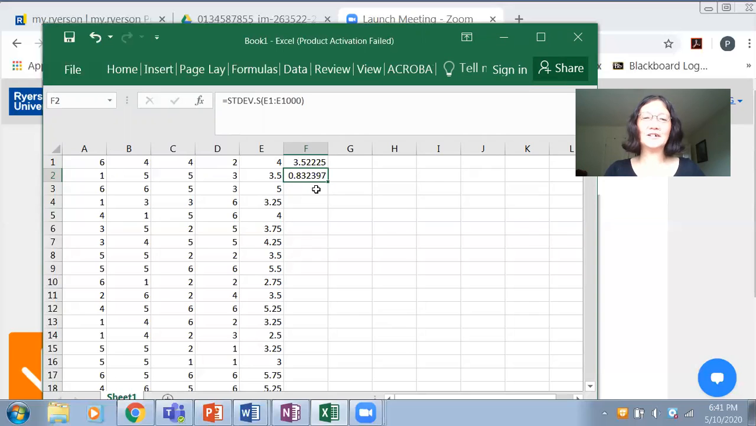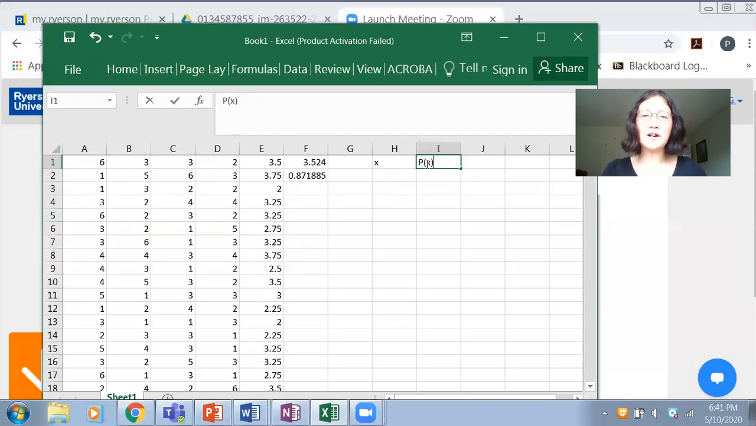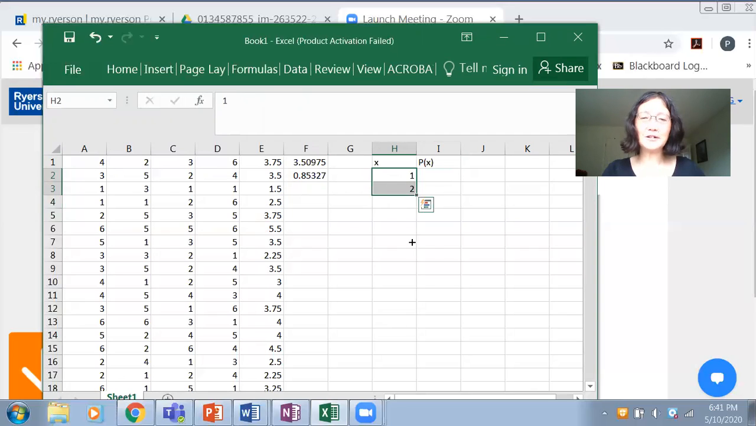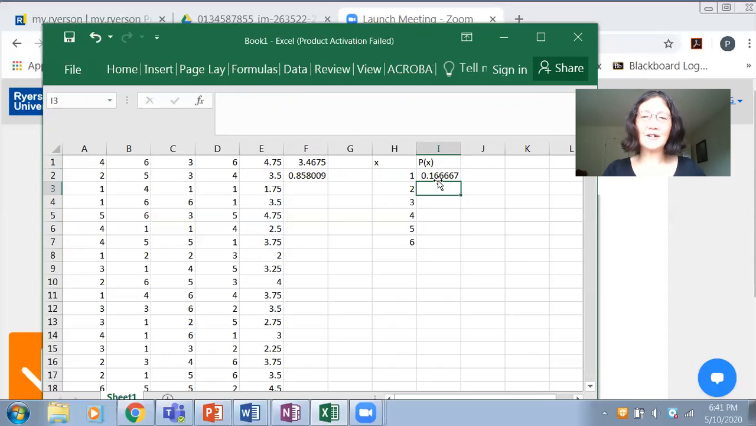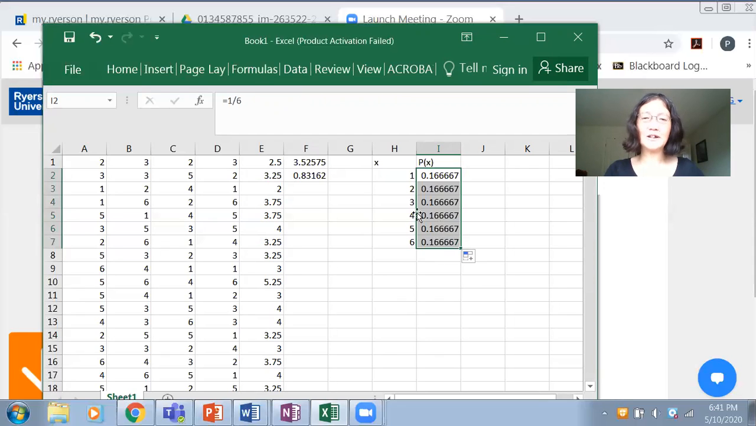Now let's create a discrete probability distribution for rolling a die. When you roll a die, the number you see is X. The probability of the number is P(x). The possible X values are 1 to 6. The probability of seeing number 1 is 1 over 6. Similarly, the probability of seeing each of the different numbers is the same. So this table is a discrete probability distribution table.